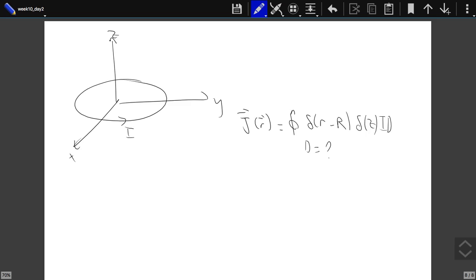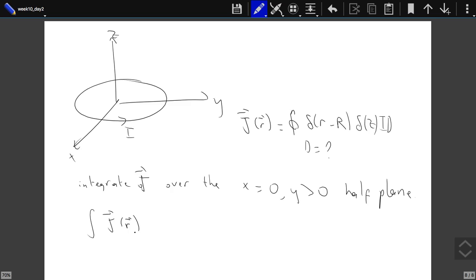Now let me integrate it over the YZ plane. Integrate J over the x is equal to 0 and y is larger than 0 half plane. So if I integrate over that plane, that is J multiplied with the dS, the direction is in the minus x hat direction, or let's say the x hat direction. Let me choose my surface area to be the x hat direction.